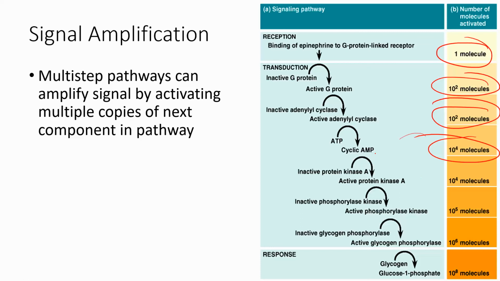Those 10,000 cyclic AMPs can then activate 10,000 protein kinase A's. Those protein kinase A's will then phosphorylate 100,000 other molecules, which will then phosphorylate 1 million of these glycogen phosphorylases, which will then produce, I think it's 100 million molecules of glucose. All of that from one individual signaling molecule. So it allows you to amplify or ramp up your response to a very small signal.